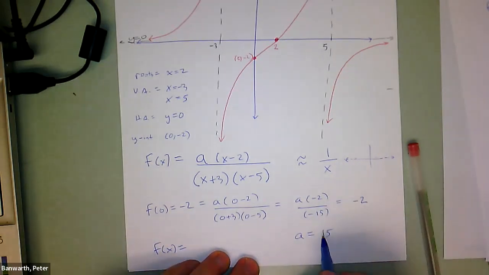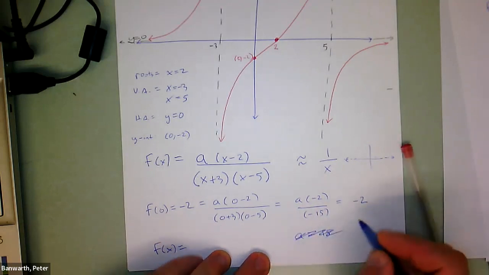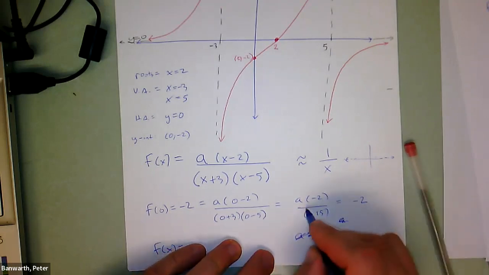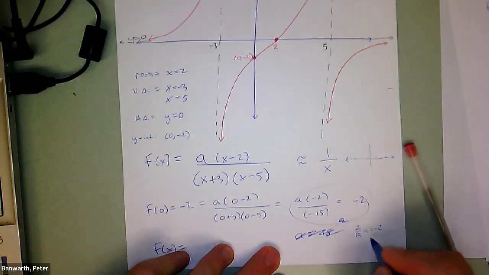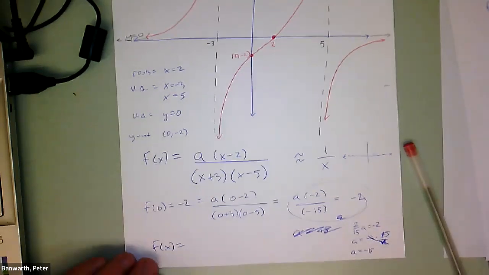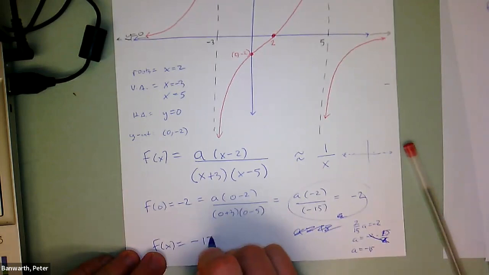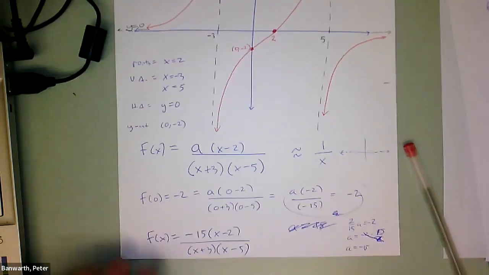I made one error. -2 divided by -15 is positive. So let me slow down a little bit. If I'm here, my next step would be 2 over 15, a equals -2. So a equals -2 times 2 over 15. Sorry, times 15 over 2. And those cross out, and I get a equals -15, not a equals +15. And so my formula is going to end up looking like that.